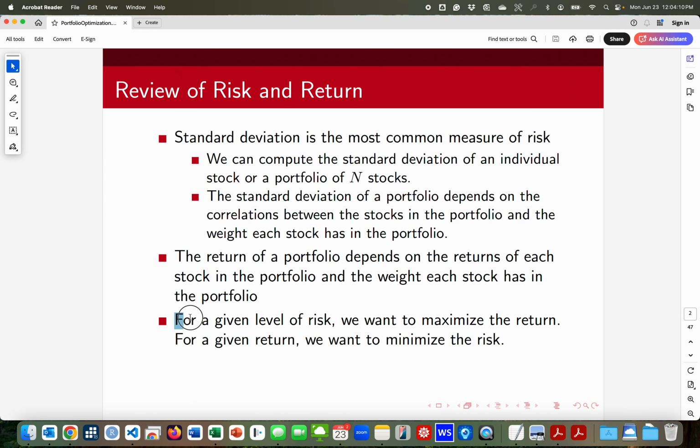But this is what we have to agree on right here. Before we can move forward and before anything else is going to make sense, we have to assume that for a given level of risk, we want the highest return possible. And for a given return, we want the lowest level of risk. So if we hold risk constant, we want the highest return. If we hold the return constant, we want the lowest risk.